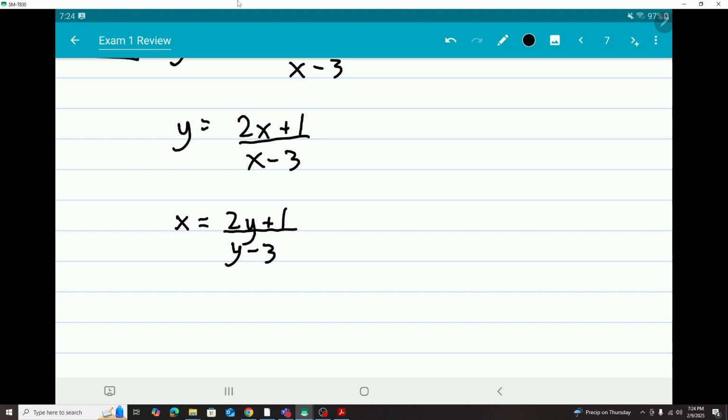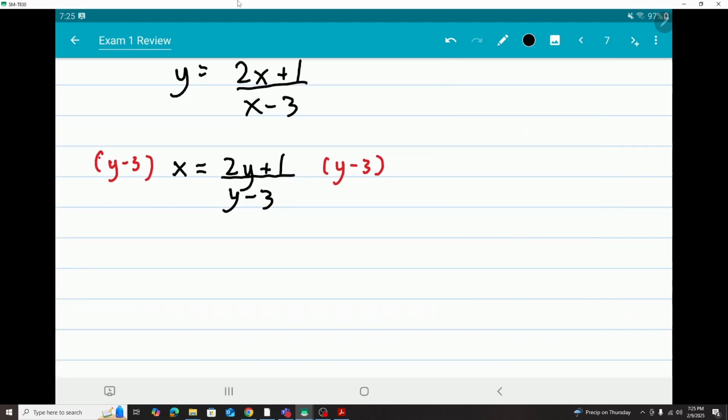Now we're going to solve this for y. We have to be really careful of the algebra we're using, be a little bit technical here. The first thing to see is I have a y in a denominator, so we're going to have to free that first. So I'm going to multiply on both sides by y minus 3. That'll save that. And I get y minus 3 times x is equal to 2y plus 1.